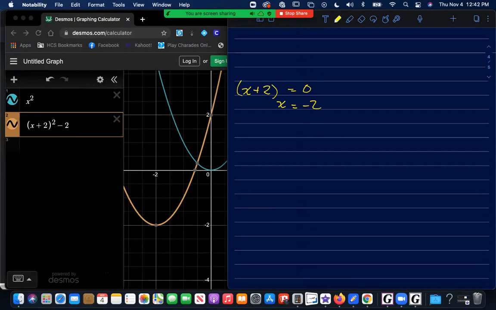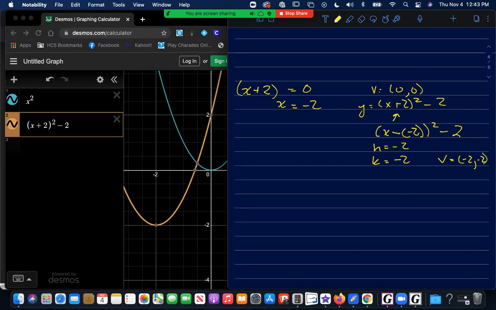So basically your vertex went from (0, 0). And if you have y equals (x + 2) squared minus 2, you can rethink it like this: y equals (x minus -2) squared minus 2. So your h value is -2, your k value is -2. So the vertex is at (-2, -2).